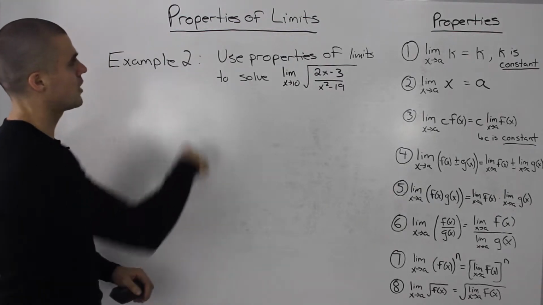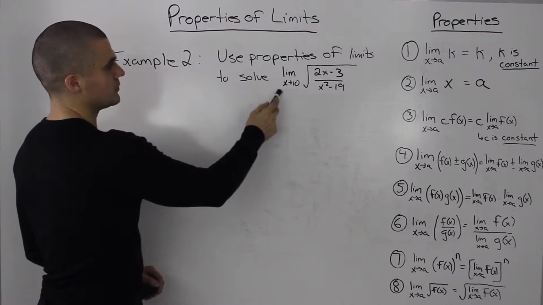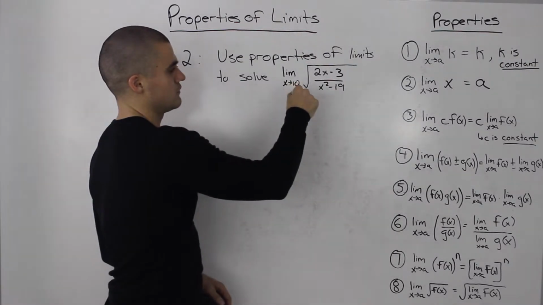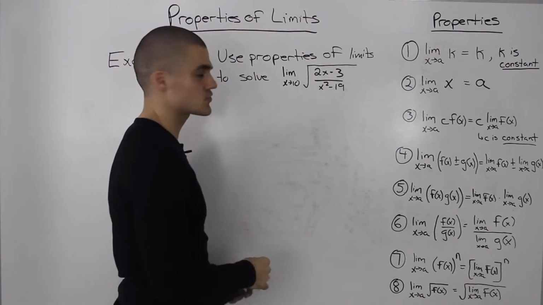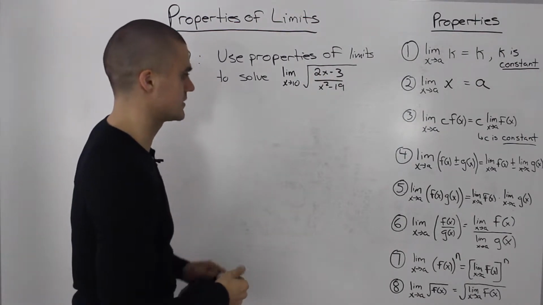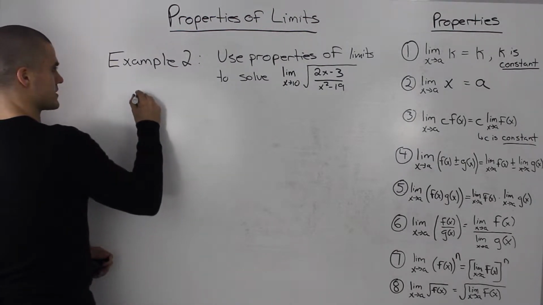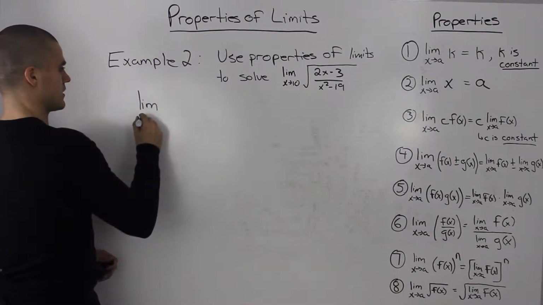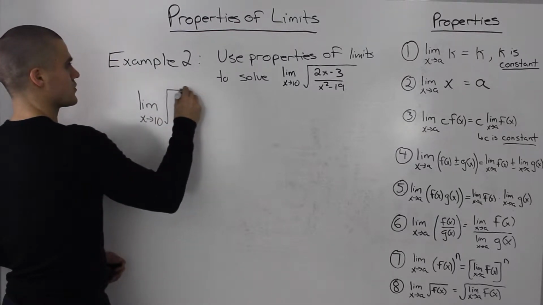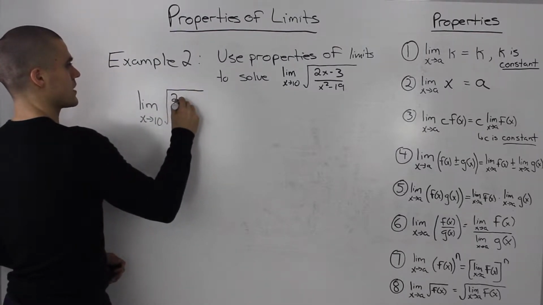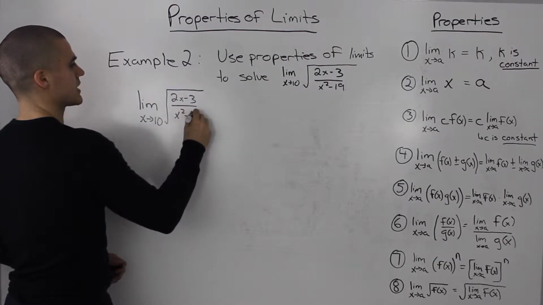Example 2, properties of limits. So now we're going to use the properties of limits to solve the limit as x goes to 10 of a function that's square root of 2x minus 3 over x squared minus 19. Okay, so let's rewrite this. Let's rewrite this limit here as x goes to 10 of the square root of 2x minus 3 over x squared minus 19.